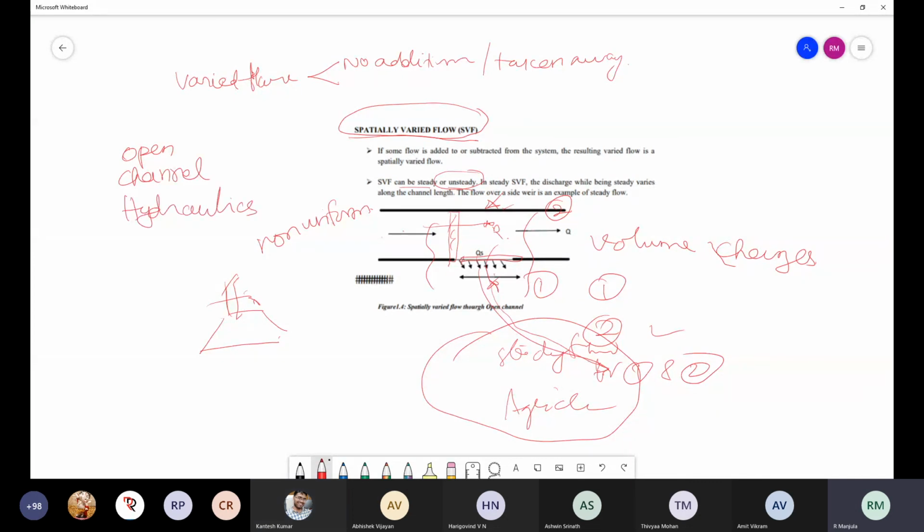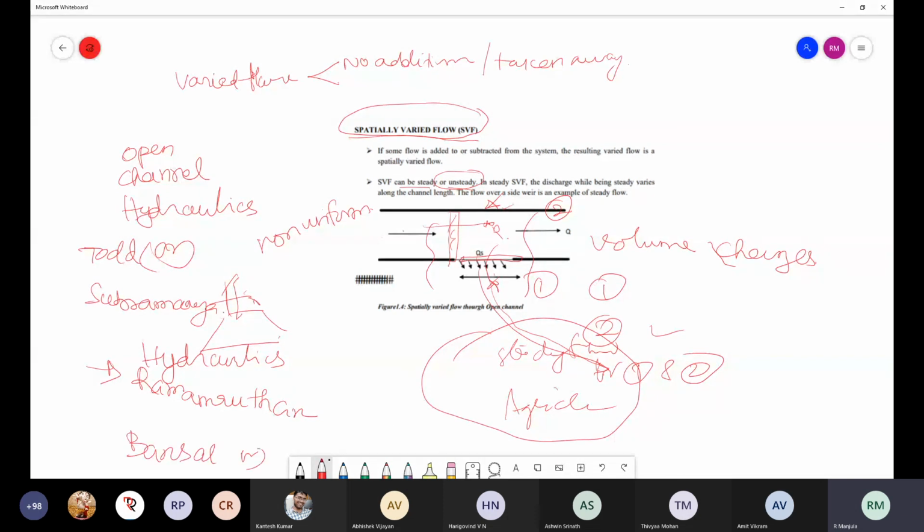Maybe your last topic is boundary layer. For that you can follow Ramamritam, Hydraulics and Machinery, or Bansal, or Modi and Seth, whichever it is. This is for boundary layer concepts, the last unit. Otherwise, this open channel hydraulics is for the first 1 to 4 units.